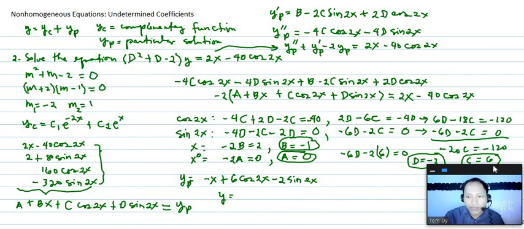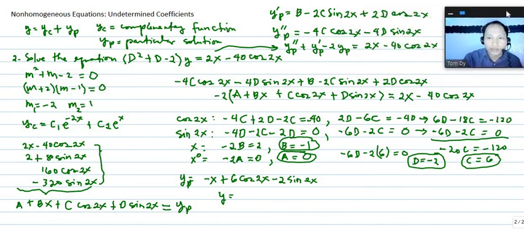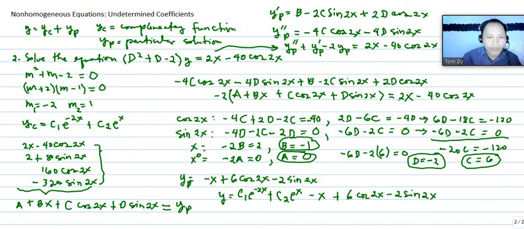Okay, I will transfer this one first. So, we have y sub c, which is c sub 1 e raised to negative 2x plus c sub 2 e raised to x, and then our y sub p, that is negative x, and then plus 6 cosine 2x minus 2 sine 2x.